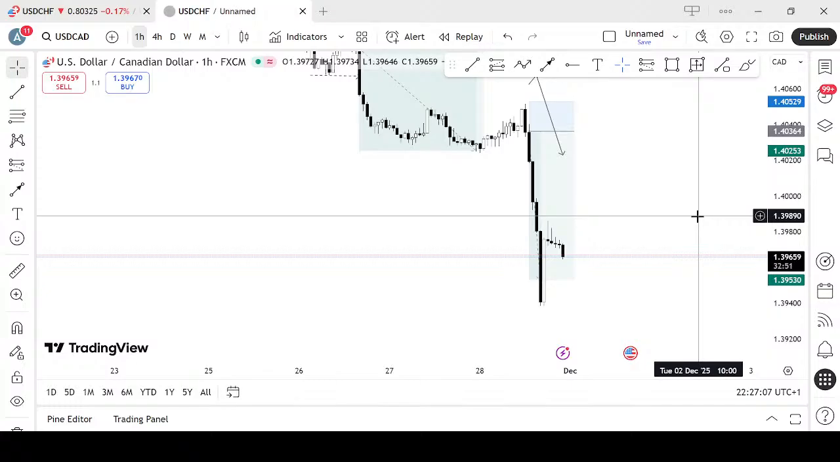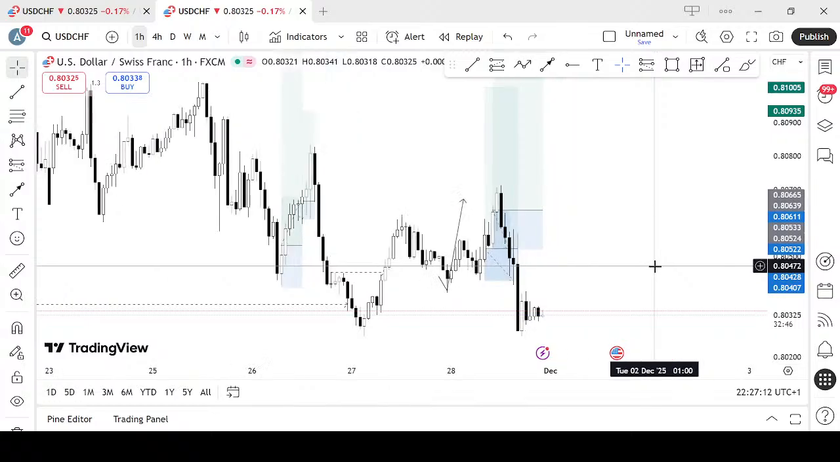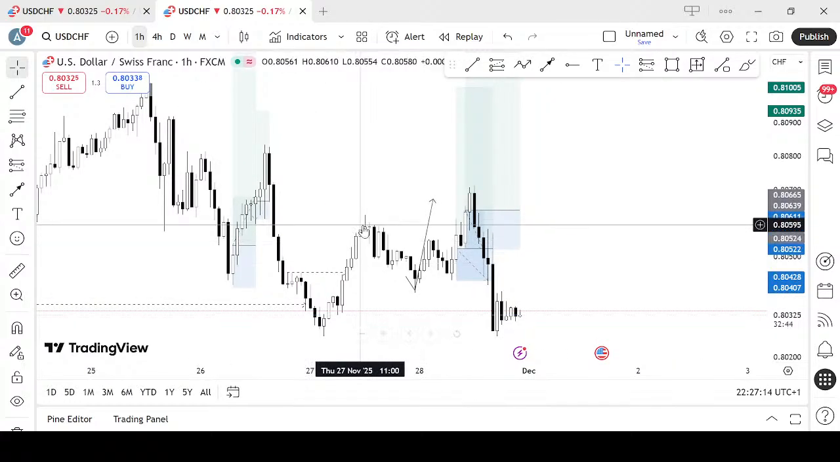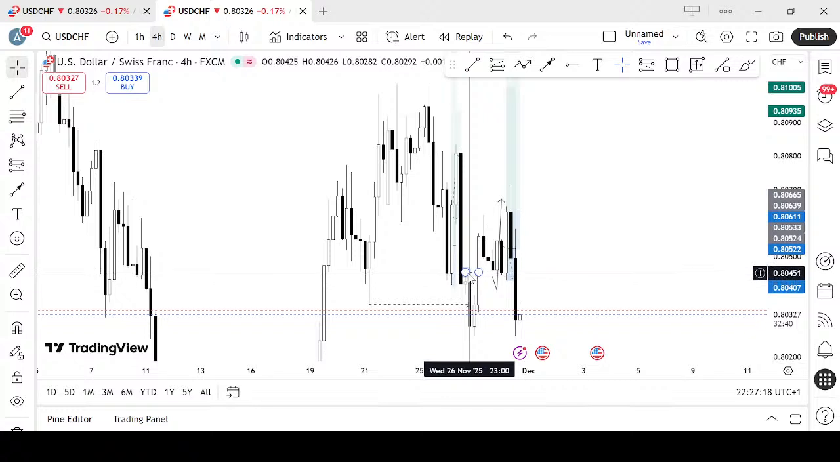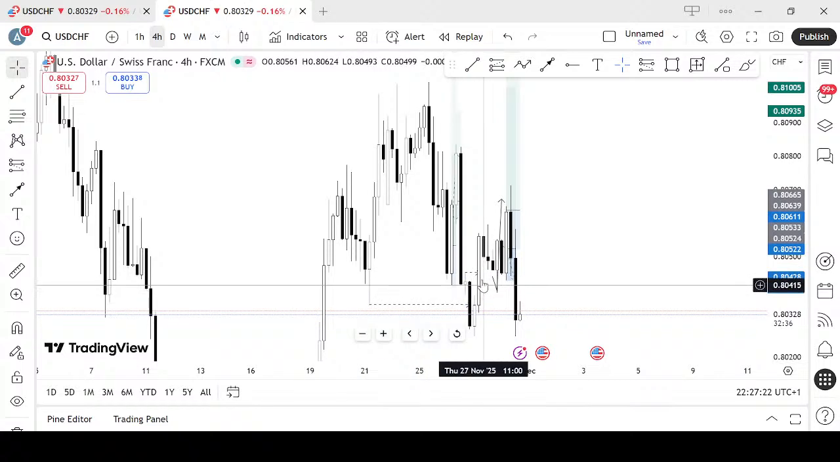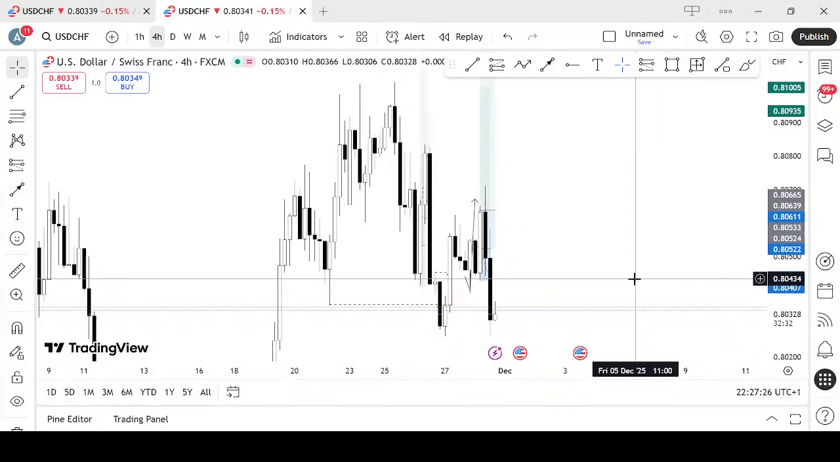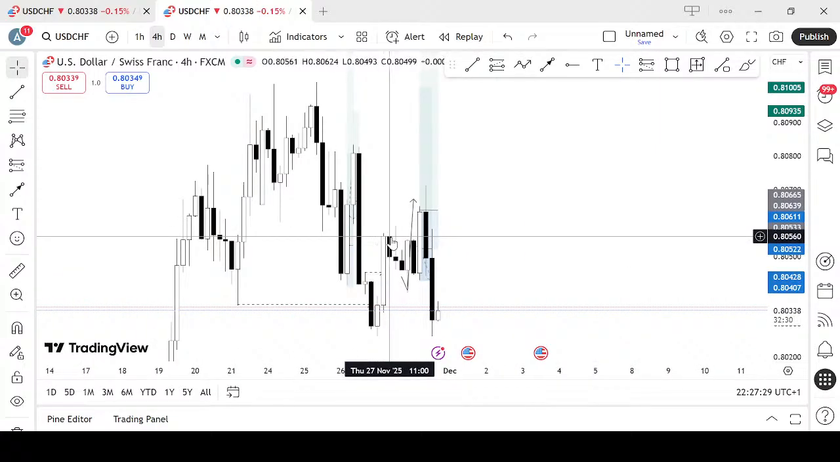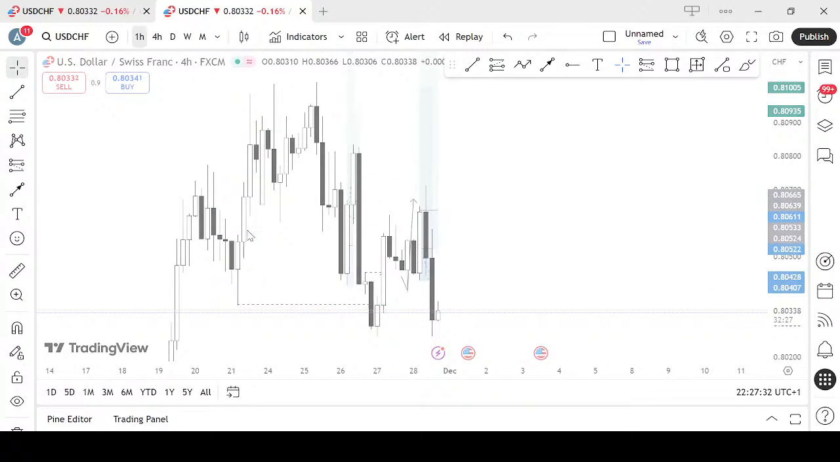So the particular position I took today was on USD CHF. We broke to the upside here on the 4 hour time frame. We did close above this high that was responsible for this break to the downside. This candle did close above it, breaking us to the upside, and within that moment, I saw an entry here on the 1 hour time frame confirming the buy. So I took a buy of this.